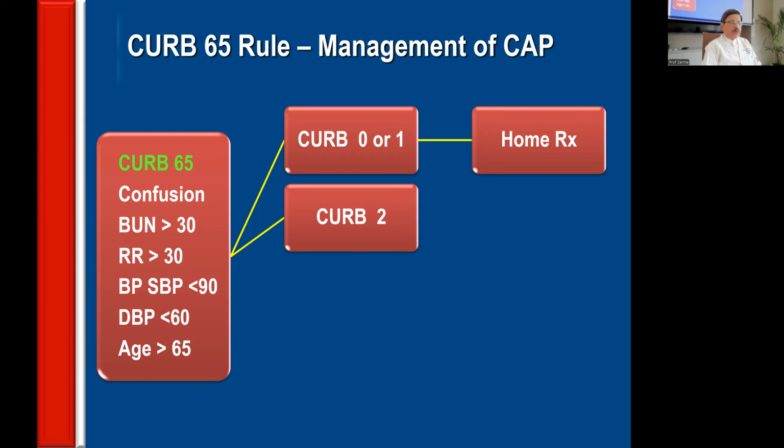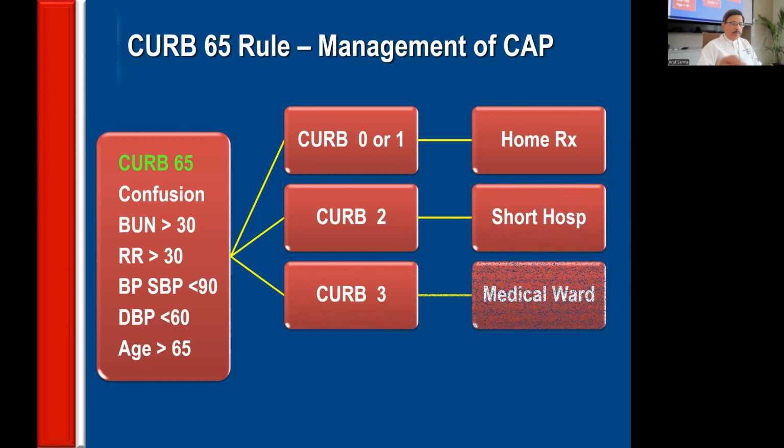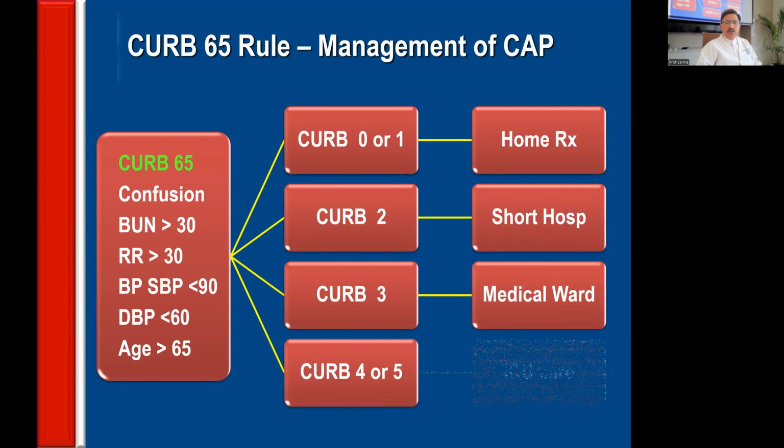If it is CURB 0, it is home treatment. CURB 2 is short hospitalization. CURB 3, you will have to admit the patient in the medical ward. CURB 4 or 5, you have to put the patient in the ICU. So I have two methods of doing it.